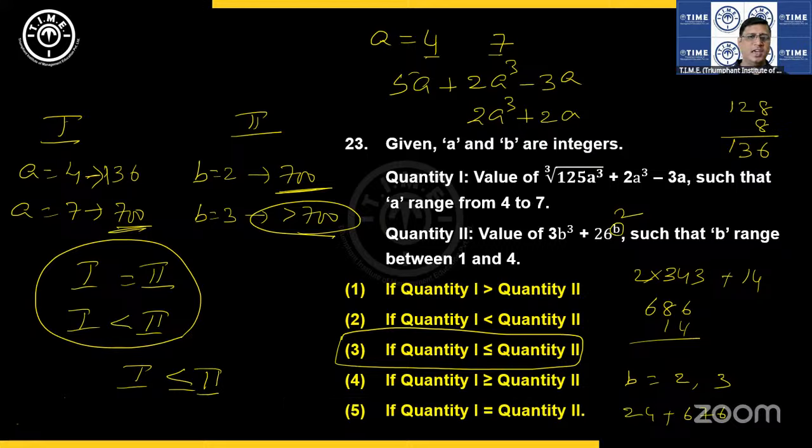The value of a is from 4 to 7. B value only 2 and 3 is possible. When you take b as 2, it is equal to 700. When you assume b as 3, it is more than 700. So the value of the second quantity is greater than or equal to the first quantity. One time it is equal, other time it is greater.